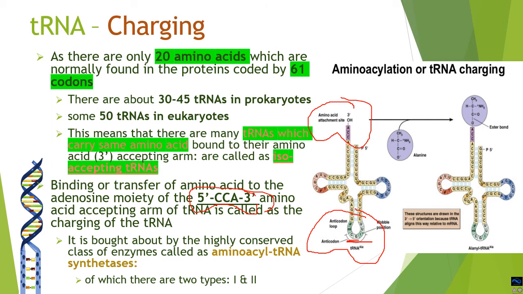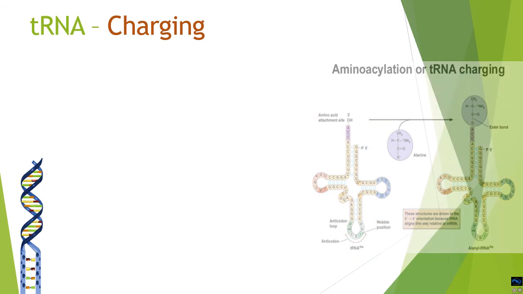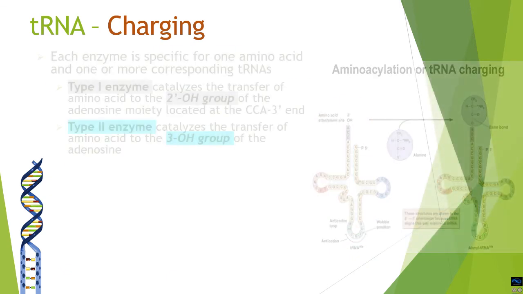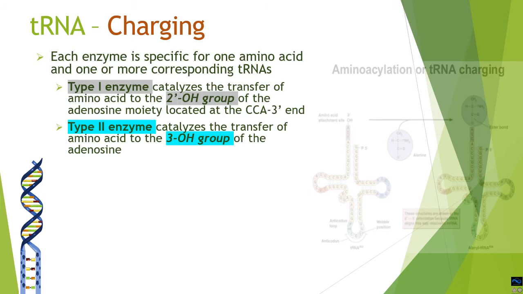The charging, or aminoacylation, is brought about by specific enzymes, the aminoacyl tRNA synthetases, and those are of two different types. The two types of enzyme depend upon which hydroxyl group in the adenosine moiety of the CCA arm will be charged with the amino acid. If it is a type 1 enzyme, it will link the amino acid to the 2' hydroxyl group of the adenosine moiety in the CCA arm. If it is type 2, then the amino acid will be transferred to the 3' hydroxyl group of the adenosine in the CCA arm of the tRNA molecule.